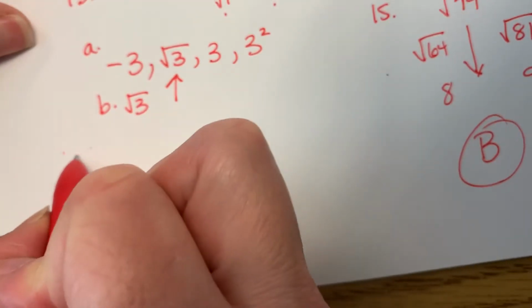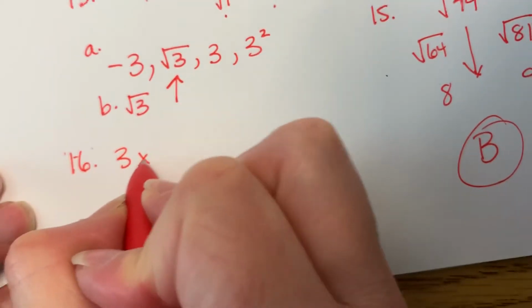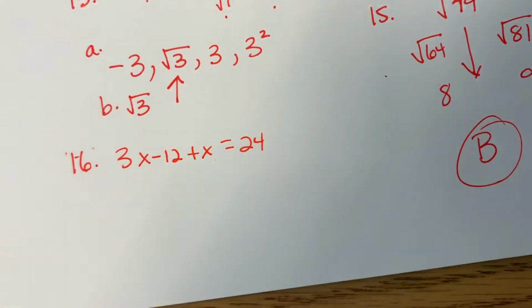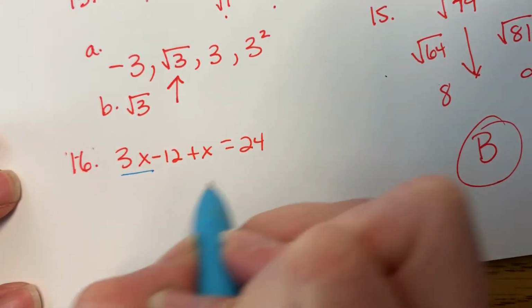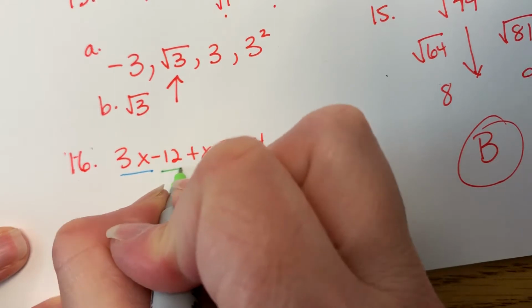All right, number 16. Let's see if we have enough room left on this piece of paper. We have 3x minus 12 plus x equals 24. All right, we're going to combine like terms for this one. And to do that, I'm going to use 2 different color pens so we can see which terms are alike. First I'm going to underline all of my x's with blue. And then I'm going to underline all of just my regular numbers with green.